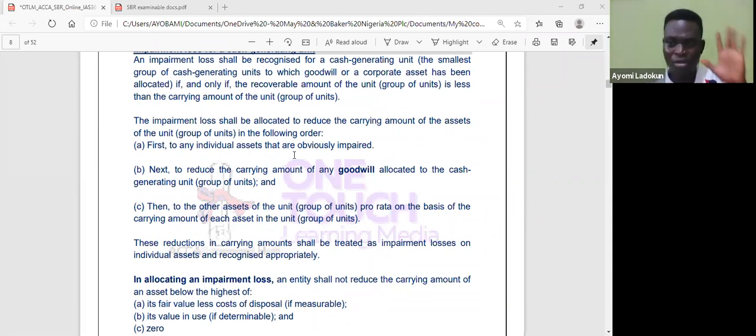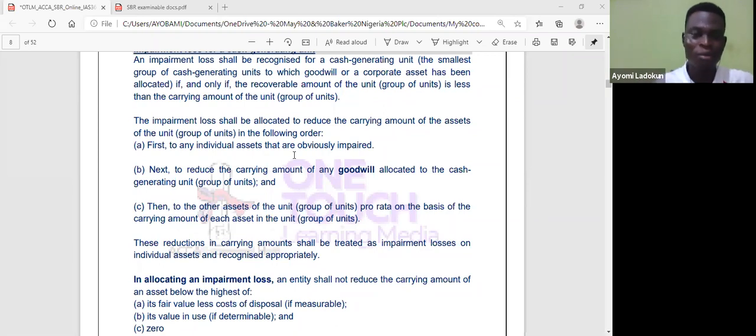You look at the carrying amount of the cash generating unit and you look at the recoverable amount. How do I get my recoverable amount? I have fair value less cost to sell and value in use. You have to know it, start reciting it. If you don't know it, you can't solve the question. You can't respond. It's as simple as that.